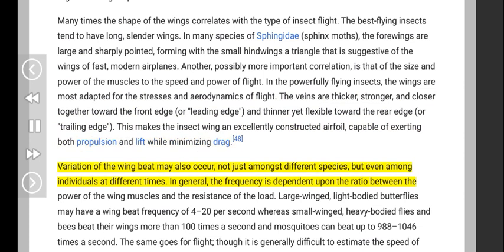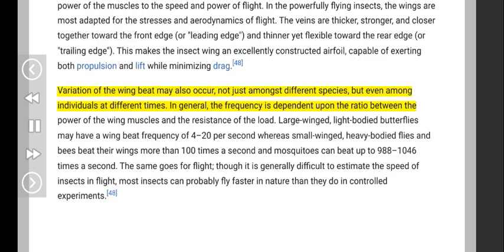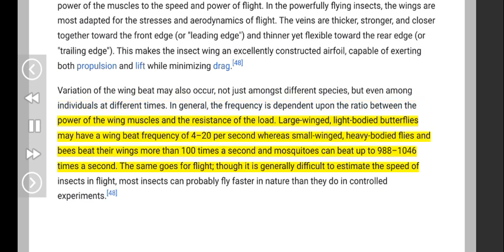Variation of the wing beat may also occur, not just amongst different species, but even among individuals at different times. In general, the frequency is dependent upon the ratio between the power of the wing muscles and the resistance of the load. Large-winged, light-bodied butterflies may have a wing beat frequency of 4 to 20 per second, whereas small-winged, heavy-bodied flies and bees beat their wings more than 100 times a second, and mosquitoes can beat up to 988-1046 times a second.